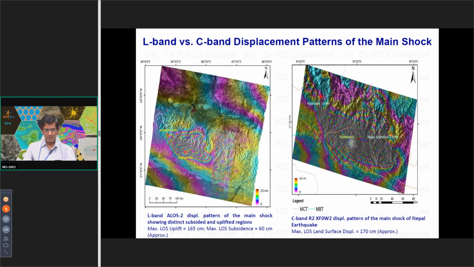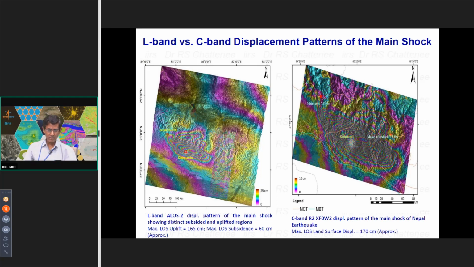Now, if you see the land surface deformation by the DInSAR technique, this is the left side illustration. This is the L band. L band is basically from the Japanese satellite. ALOS 2 is the Japanese satellite, and L band means 23 centimeter wavelength band SAR image. It shows the deformation pattern of the main shock that happened on 25th April 2015.